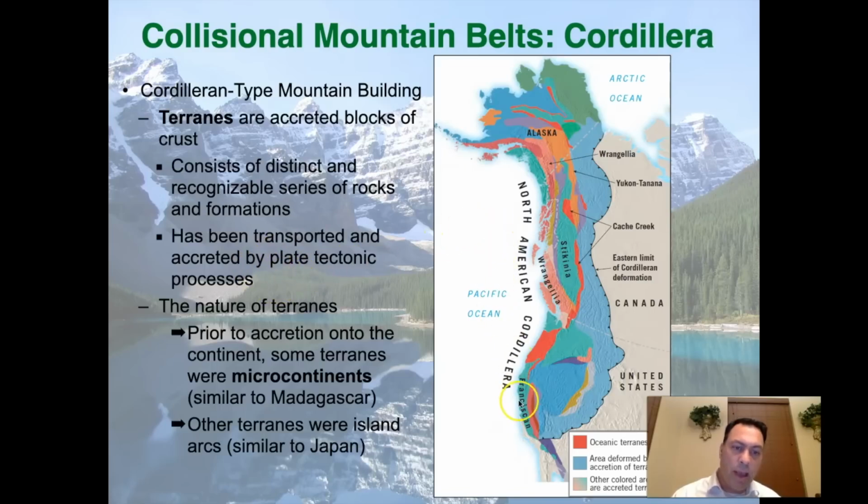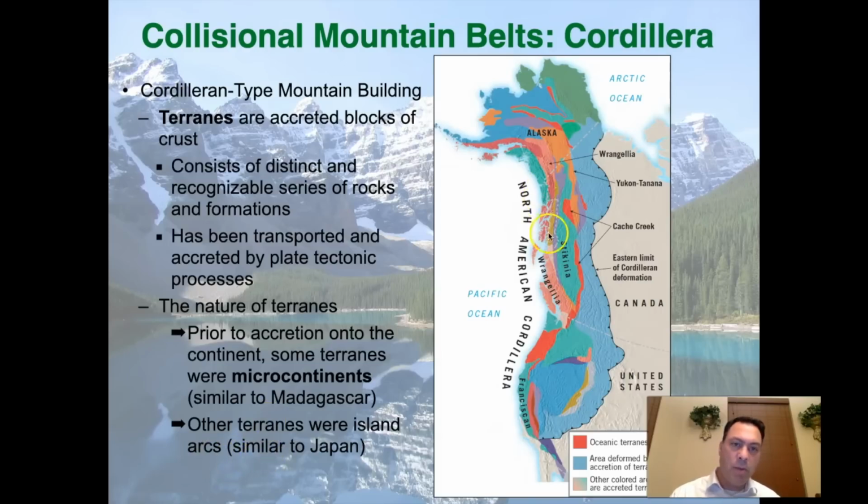And so when we look at the west coast of the United States, from the Franciscan, which is an area that is deformed by the accretion of terrains, we actually see these things that look like they are formed in ocean. So here's an oceanic terrain, something that seems to be formed out at sea, right? So prior to accretion onto the continent, some terrains were microcontinents, similar to Madagascar, and other terrains were island arcs, similar to Japan.